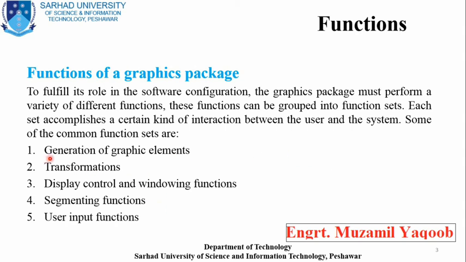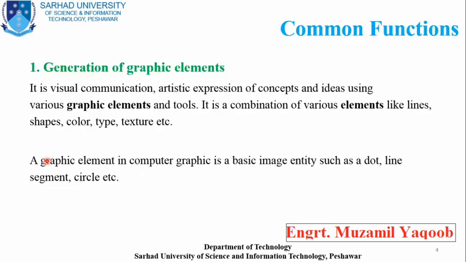So the first one is generation of graphic elements. The second one is transformations. Then come display control and windowing functions. The fourth one is segmenting functions. The fifth one is user input functions. So let's go through them one by one in detail.